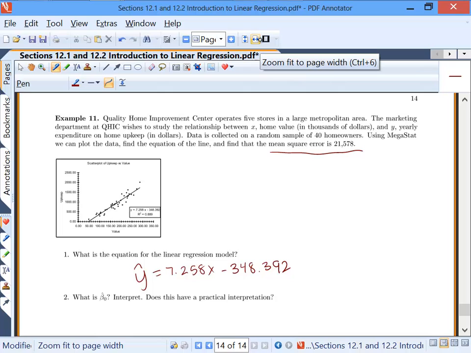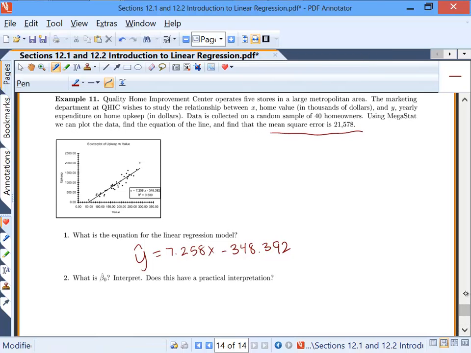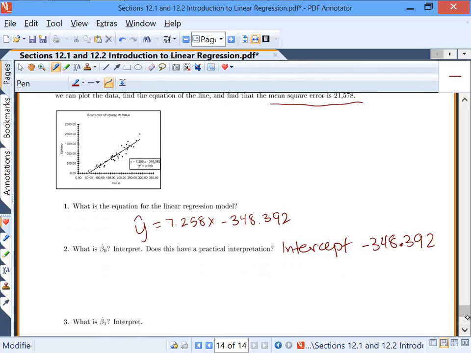So we have our linear regression model. What is beta not zero? Interpret it, and does this have a practical interpretation? That is our intercept, which is negative 348.392. Now remember, the definition for the intercept is always your Y value when your X value is 0.